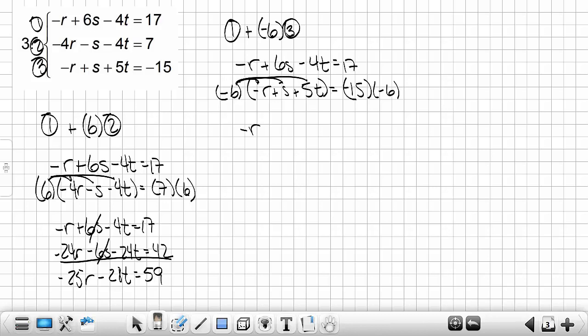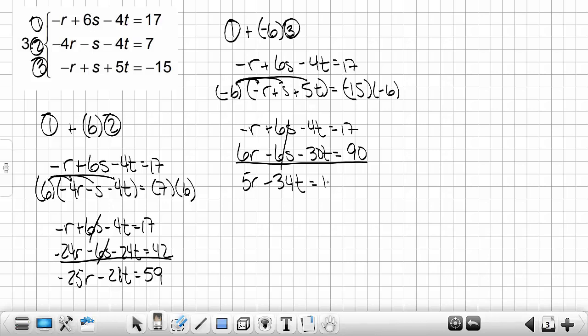So I have negative r plus 6s minus 4t equals 17. And here I'm going to have 6r minus 6s minus 30t equals 90. Add those. I get 5r, which is fantastic. My s's cancel. Minus 34t equals 107. In order to get my r's to match, I'm going to multiply this one by 5.